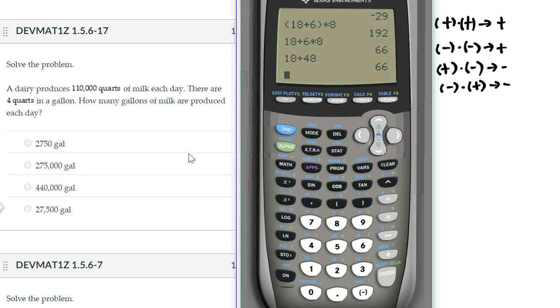Now, let's look at this one. The previous one was about multiplication, but this one is about division. A dairy produces 110,000 quarts of milk each day. There are 4 quarts in a gallon. You see in Walmart and any other grocery store, a gallon contains 4 quarts. They ask you how many gallons of milk are produced each day.